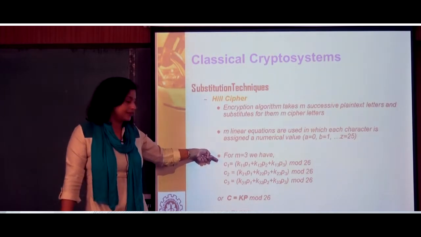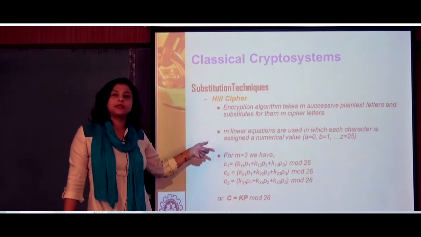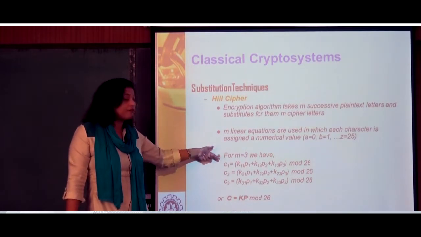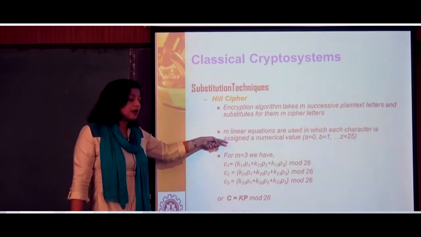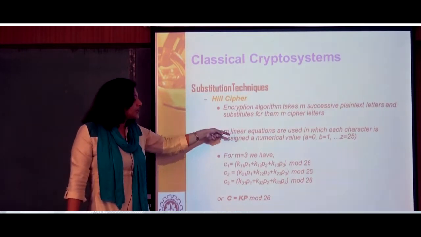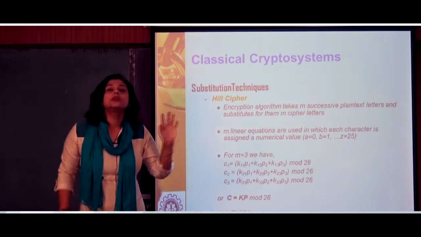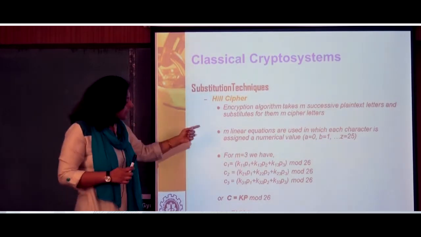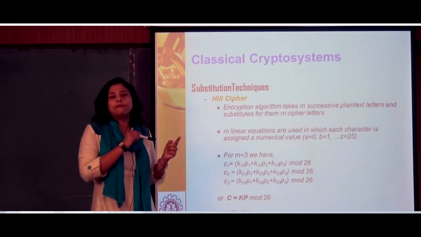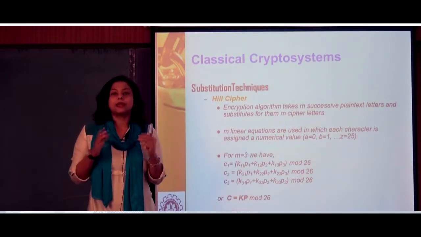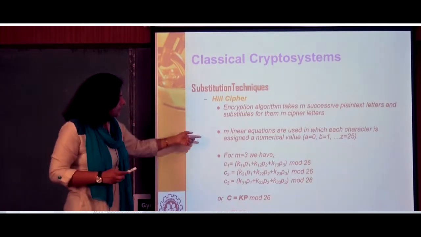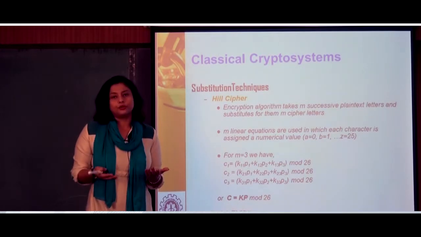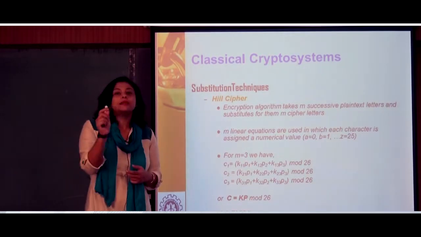Let's say the plaintext letters are P and the ciphertext letters are C. Then for the first ciphertext C1, we can write K11 P1 plus K12 P2 plus K13 P3, total mod 26. Why mod 26? Because there are 26 letters of the English alphabet. Here K11, K12 and K13 form the first row of the key matrix that will be given to you. And P1, P2, P3 are the 3 consecutive plaintext letters to be formed into ciphertext.